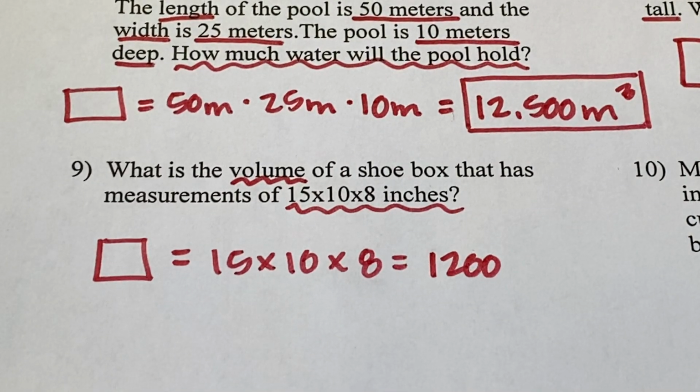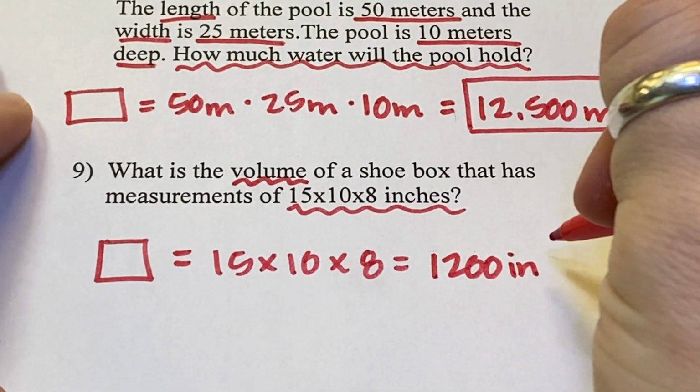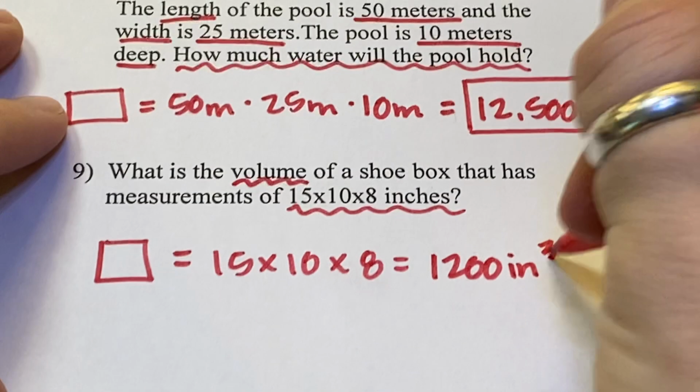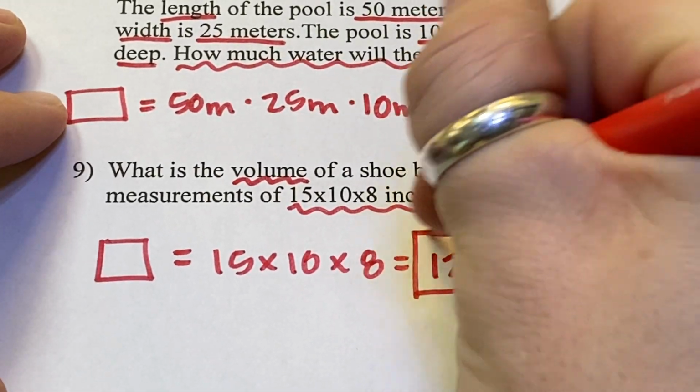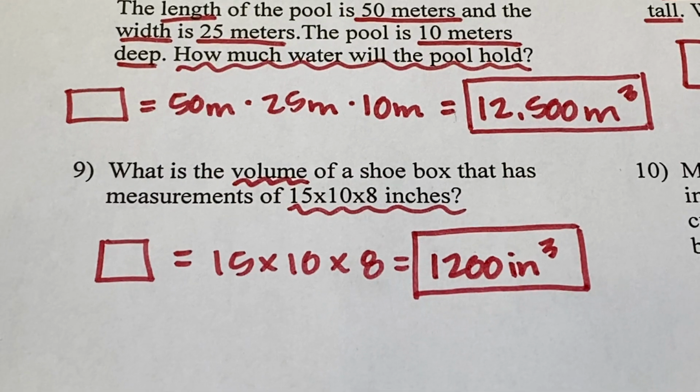1,200 what? What are my units of measurement? Inches squared. Inches cubed. Cubed. Boom. Okay, that one you literally could have done in your sleep.